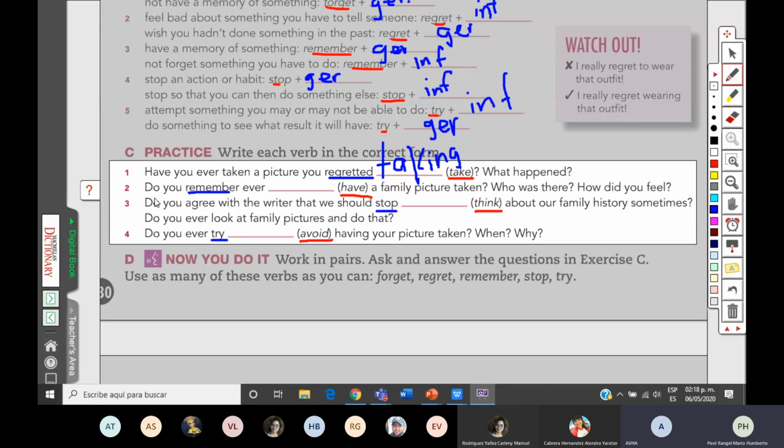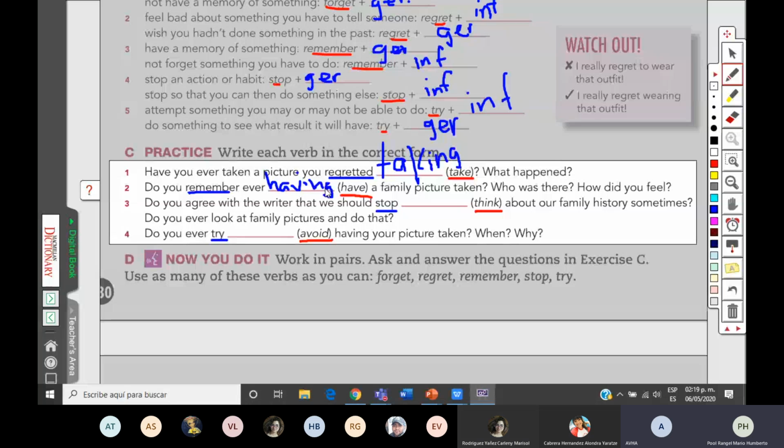Now, number 2. Do you remember ever have a family picture taken? Who was there? How did you feel? So, do you remember ever having? Yes, so here it goes having, because I want to know if you have a memory of it. Like, do you remember ever having a family picture taken? So, do you remember ever having a family picture taken?